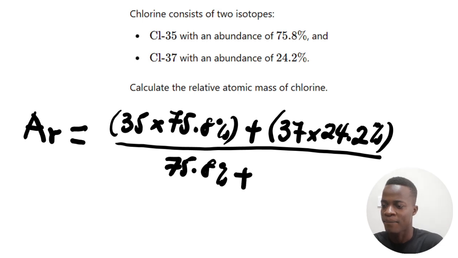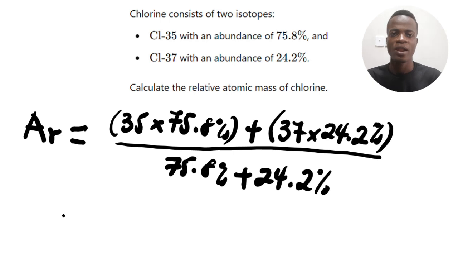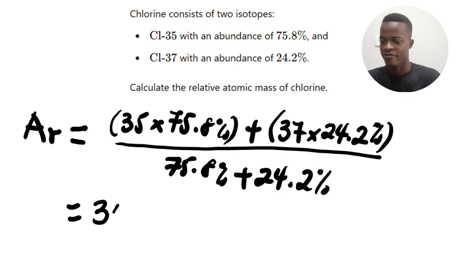75.8% plus 24.2%. You can see that if you add those in the denominator, you are going to get a total of 100% because the relative abundances are in percentages, right? So you do the sum of the products divided by the sum of the abundances. So let's put this into our calculator and see. When I was done, I got the answer to be 35.484.